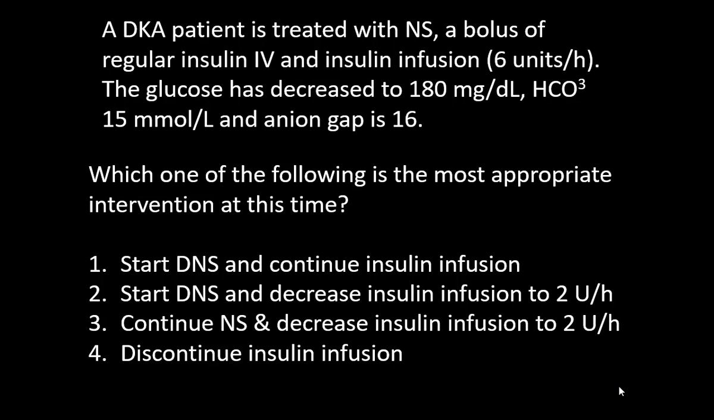Now this DKA patient was treated with saline, a bolus of regular insulin and insulin infusion. The glucose has decreased to 180. Bicarbonate is 15 and anion gap is 16. Which one of the following is the most appropriate intervention at this time? Is it 1, 2 or 3?